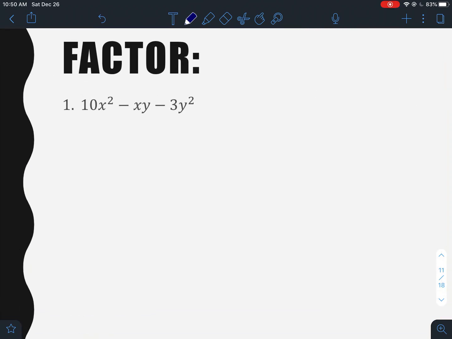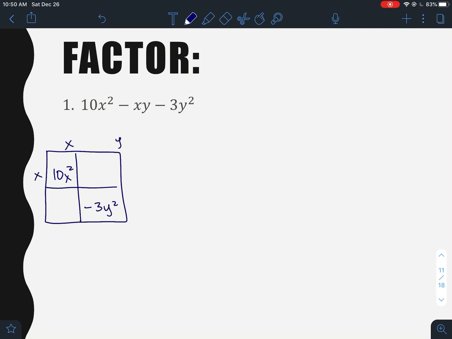All right, we've got 10x squared minus xy minus 3y squared. So now we've got to be careful, because remember when we did this? In my first box, I need a 10x squared, and in that last box, I need negative 3y squared, so I need an x and an x and a y and a y. So I've got to be careful with my parentheses. So we can still do this though.